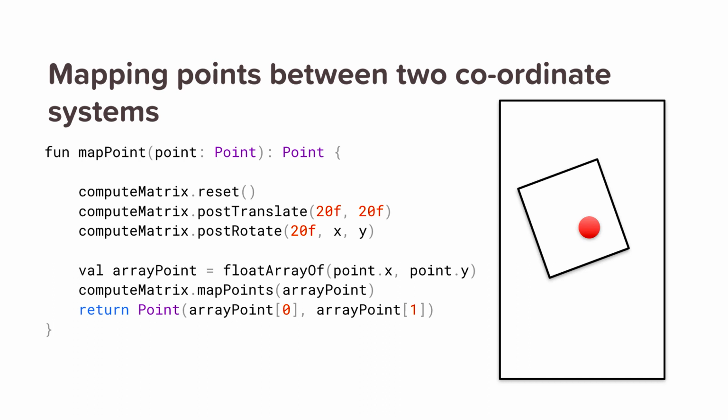And that takes in the float array of the points, so the X and Y position, and then it just replaces the values in place, and now this point that we've got is translated and rotated around that same position that this square or image that we're drawing on screen is rotated around. So that mapPoints function is actually really useful and makes working between coordinate systems a lot easier.